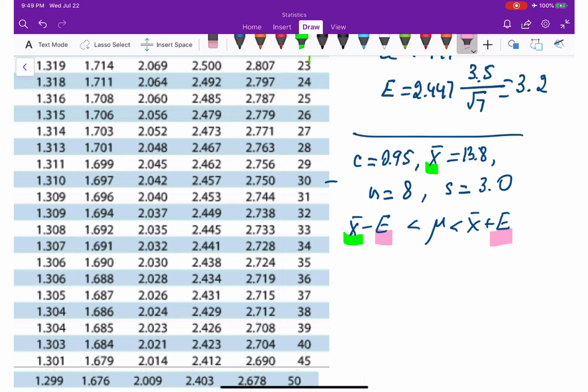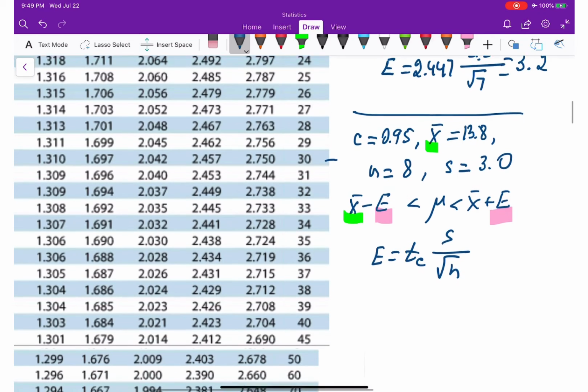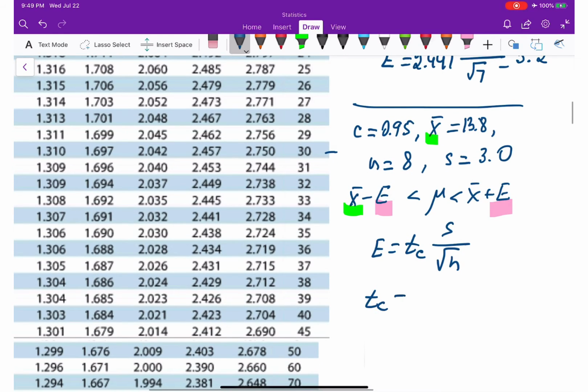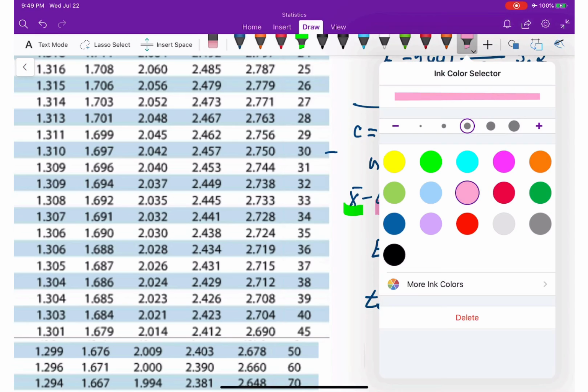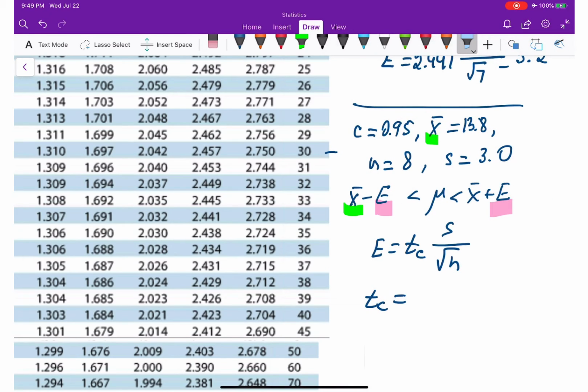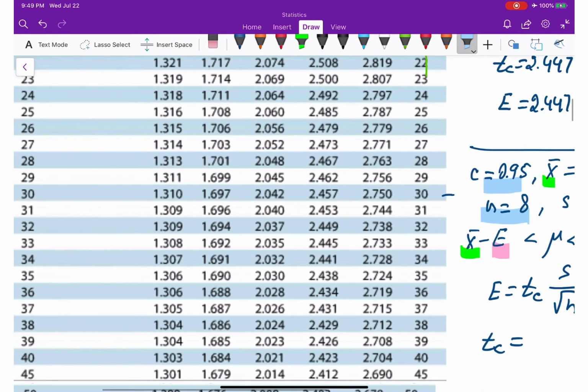So first of all, let's find T critical, because we are going to figure out margin of error, right? Margin of error is equal T critical S over square root of N. So T critical is equal, what do we have? We have 95% confidence level, and we have N is equal 8, which is degree of freedom going to be 7.